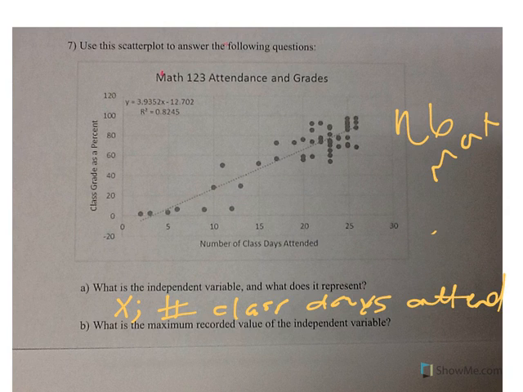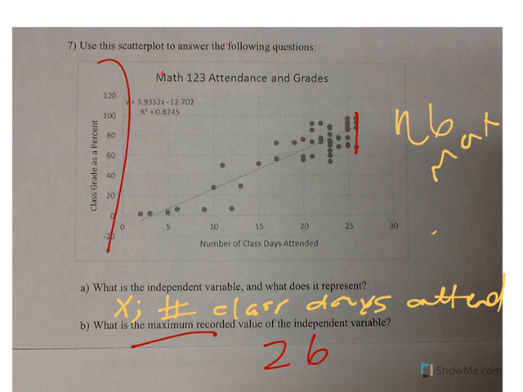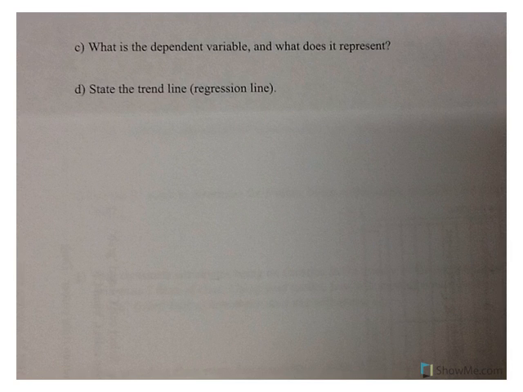Hint, hint. All right, oh, shoot, look at that, part B, 26. I knew it was there somewhere. 26, because 25, there's 1 dot past. So we can have 26 days of attendance. What is the dependent variable? Well, dependent variable is here, and it's the class grade as a percent.